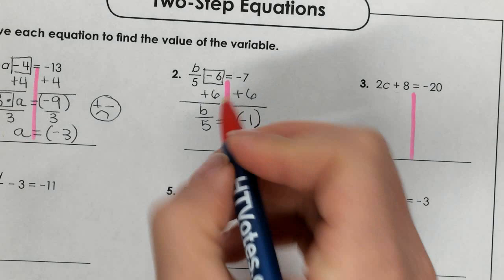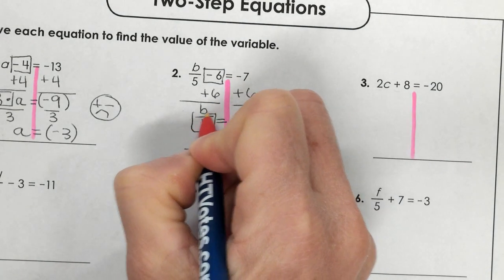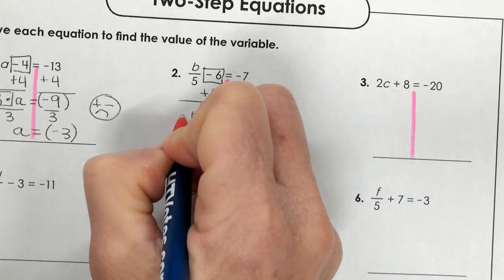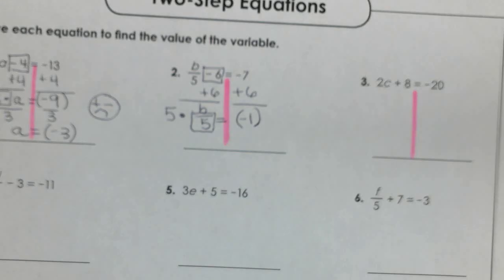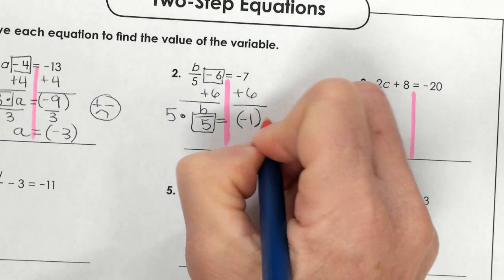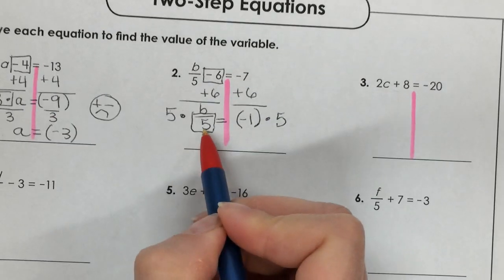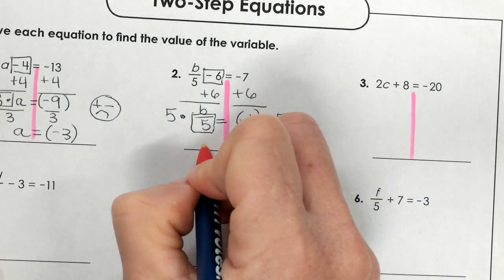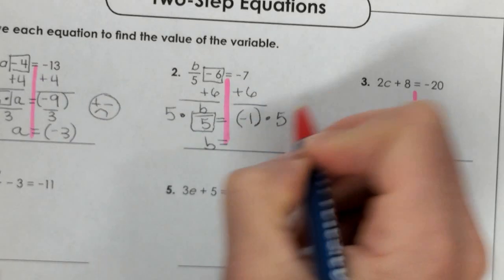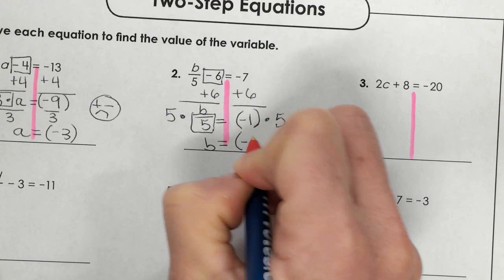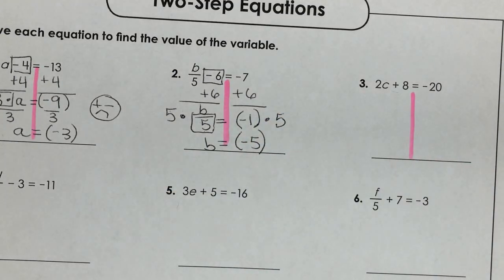To get b alone, we were trying to get rid of divided by 5. So the opposite of division is multiplication. So we'll multiply by 5 on the left, and then we'll repeat on the right to keep it balanced. 5 divided by 5 is 1, and 1b is just b. A positive times a negative is a negative, so this would be negative 5. b is equal to negative 5.